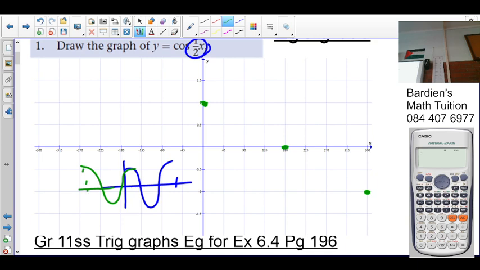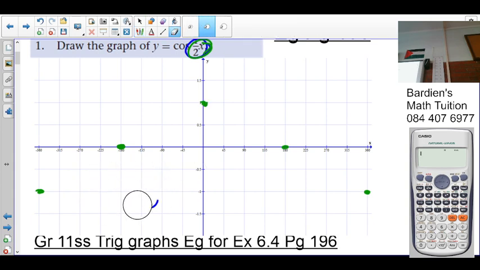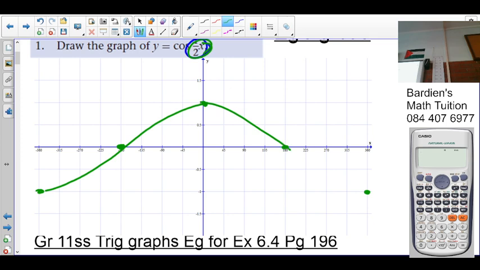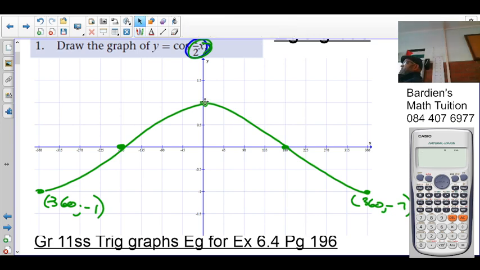Normally this is 360, but it is now 720. Why? Because 360 divided by a half is 720. So that would be 360 now, so it will be 360 and minus 1, and negative 180 and 0. That is enough information now to plot this graph. So start here, graph there. This of course is going to be 360 degrees and minus 1. This is minus 360 and minus 1. That's 360 and negative 1 as well. And that is your y is equal to cos of a half x graph.